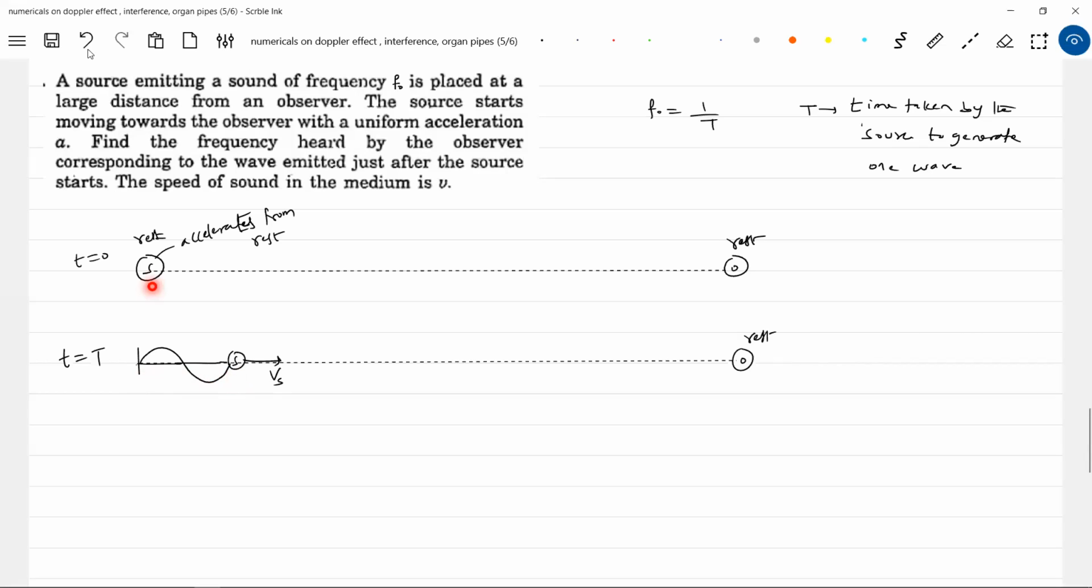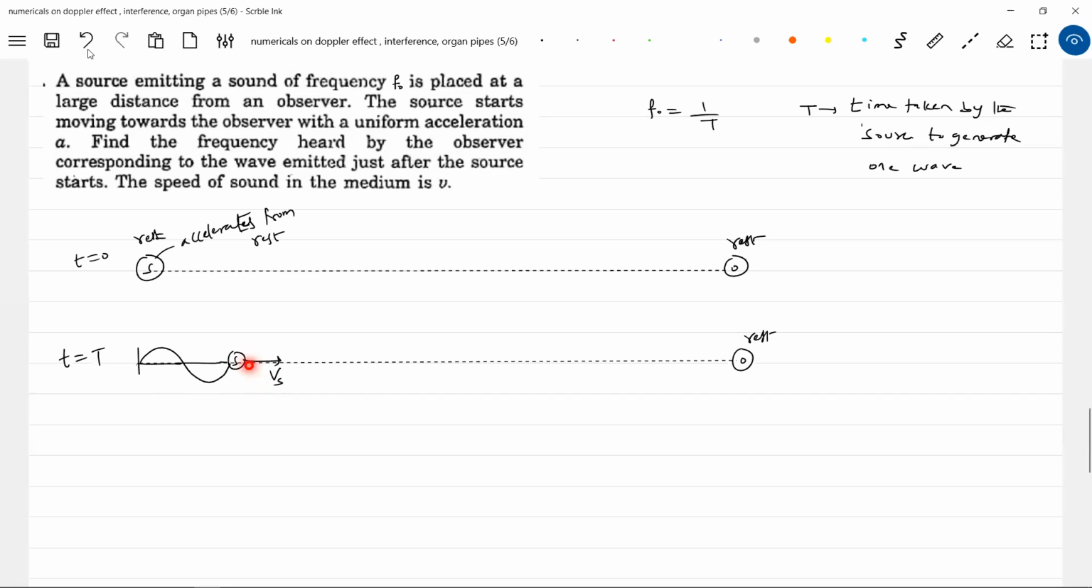No, it's not that it will first generate and then move. It starts accelerating from rest and also starts generating. So by the time it generates one wave, it has covered some distance, and it has acquired some speed. So now what will happen? What is the time taken for the source to generate one wave? It is T. In that interval of time, it has acquired speed.